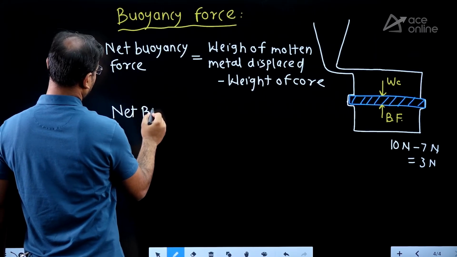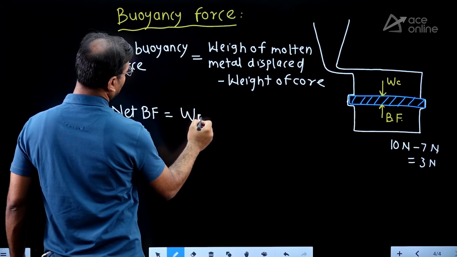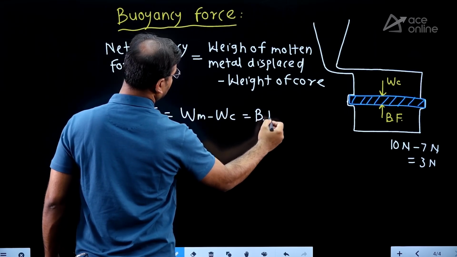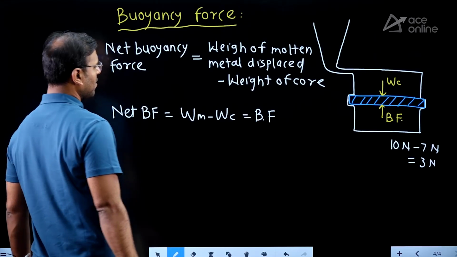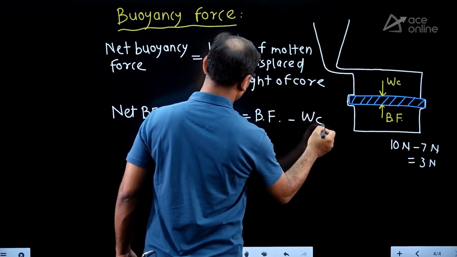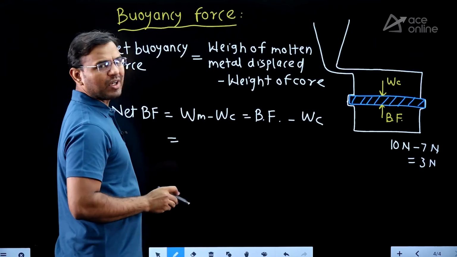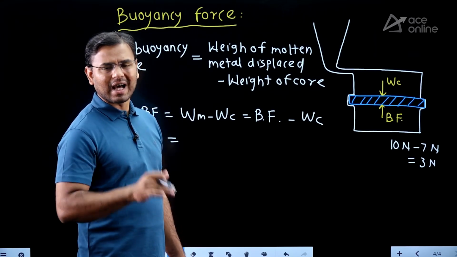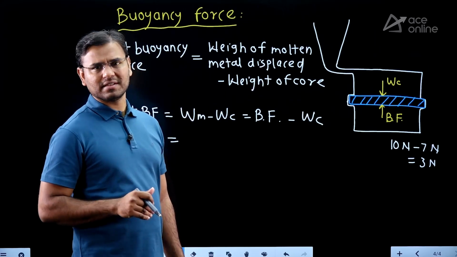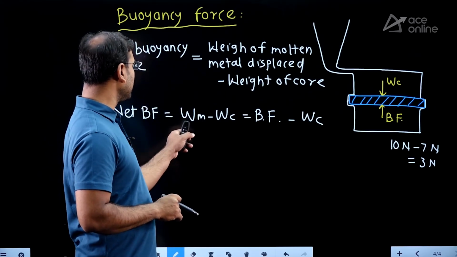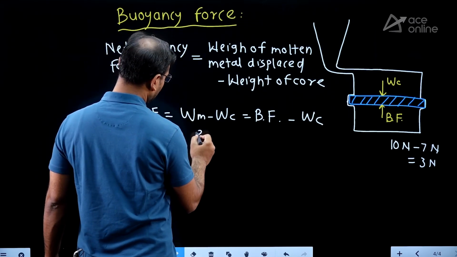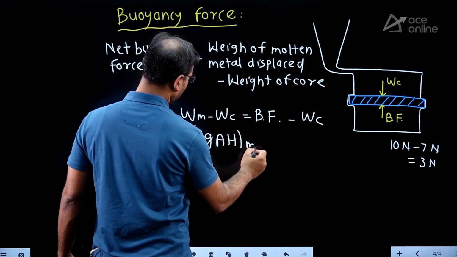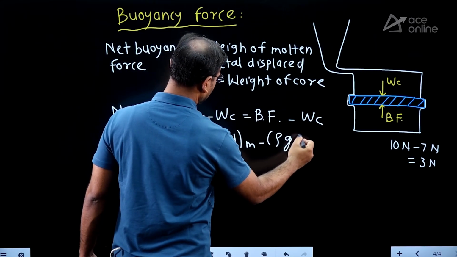Then here the net buoyant force is equal to the weight of molten metal displaced minus the weight of core. The weight of molten metal displaced is the buoyancy force, BF. This is from fluid mechanics, Archimedes principle; buoyancy and flotation is the name of that chapter. The buoyant force formula is rho g H.